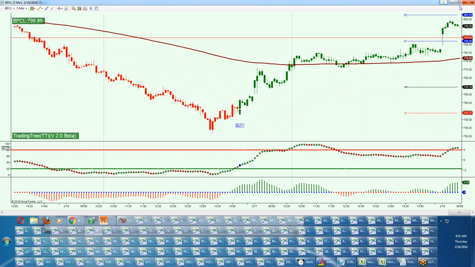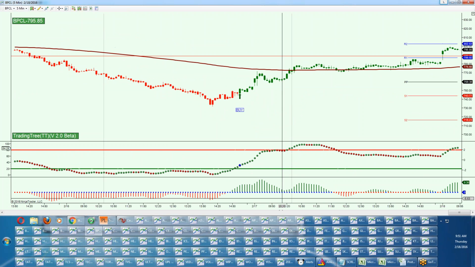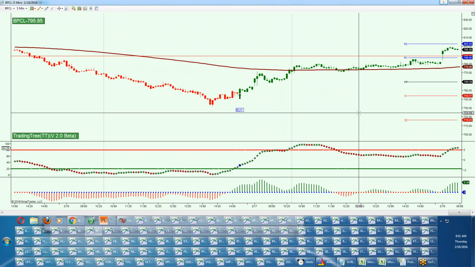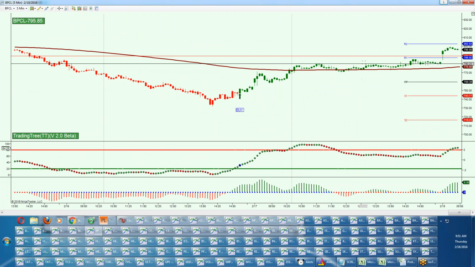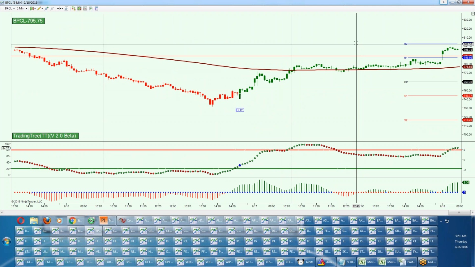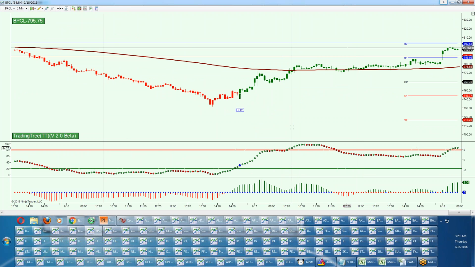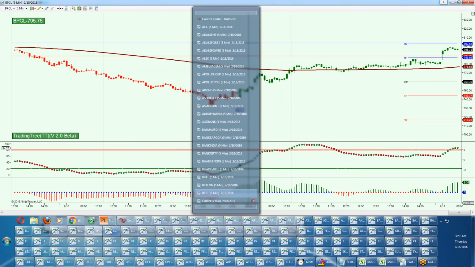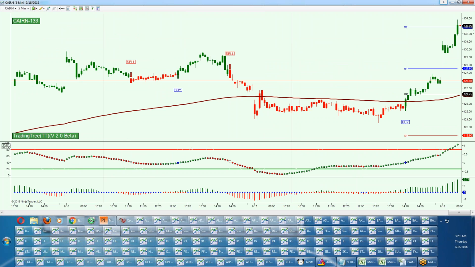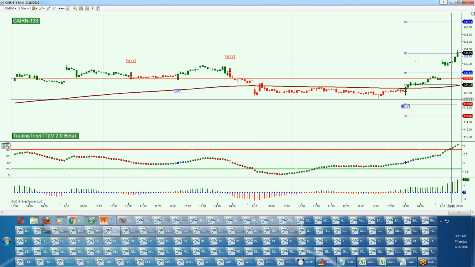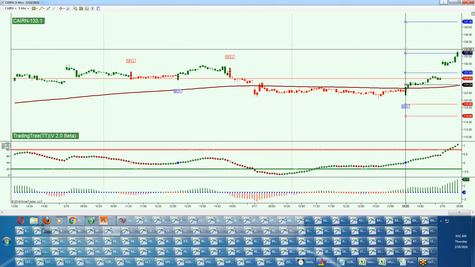BPCL, futures, you already have your futures chart, no? You just see what is the price and then you enter at that price, because there will be a difference between the futures and the equity prices. 133, 134.